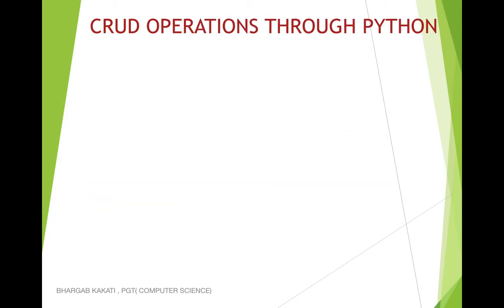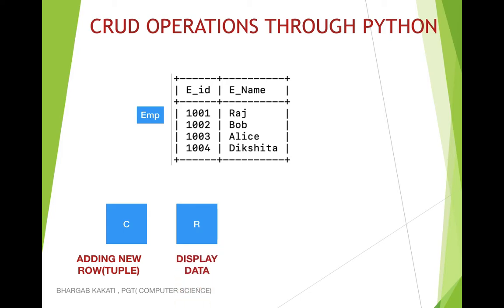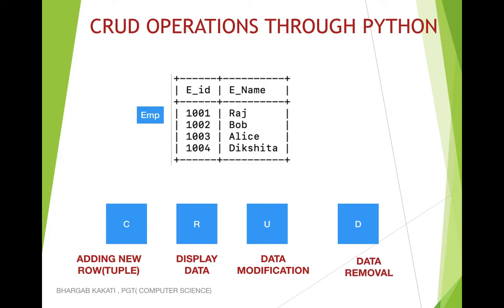So let's try to understand with the help of an application. Let's say we have a table and the name of this table is EMP. The first operation is C. What does it do? It adds a new row to an existing relation. Next is R, which is used for displaying the data. Next is U, which stands for updating or data modification. Data modification means if you want to change the existing data, and it is done with the help of U, which stands for the update operation in Python. And the final one is D, which stands for data removal.